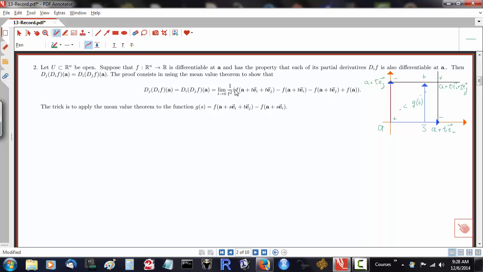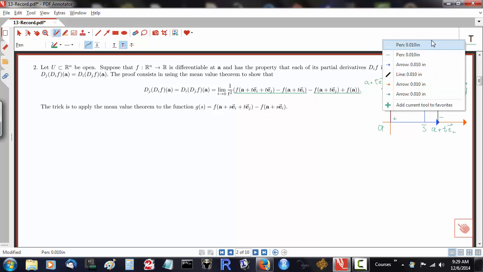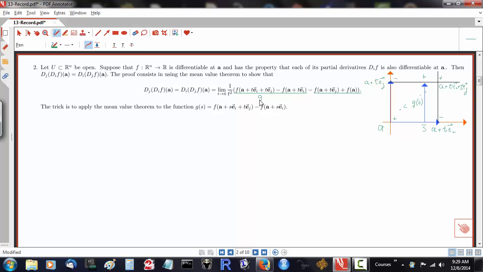What are the first 2 terms here? And what are the second 2 terms? Well, the first 2 terms look an awful lot like g of s, don't they? It's just that instead of having s multiplying e sub i, I have t multiplying e sub i, and therefore I can rewrite that term as g of t. Second two terms, I've got a t e sub j here, but I've got nothing at all involving e sub i. s is equal to 0. This is g of 0. So this quantity we're interested in can also be expressed as g of t minus g of 0.